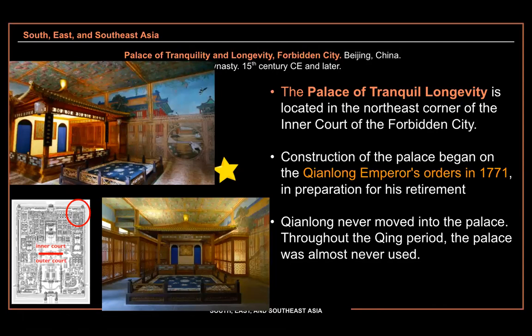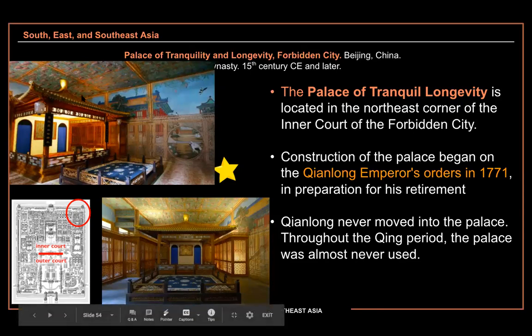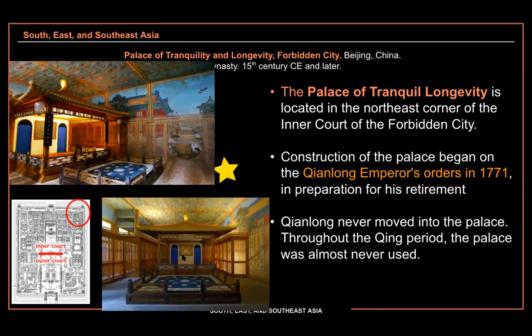So like I said, the very back part was really just reserved for the imperial family. And one of those structures is the Palace of Tranquil Longevity. That was created by an emperor in 1771, and he was going to use it when he retired. And so that is this detail that we have here on the upper left, right? He never retired, which is the funny part, and he never really used the residence because he just stayed in power instead of retiring.